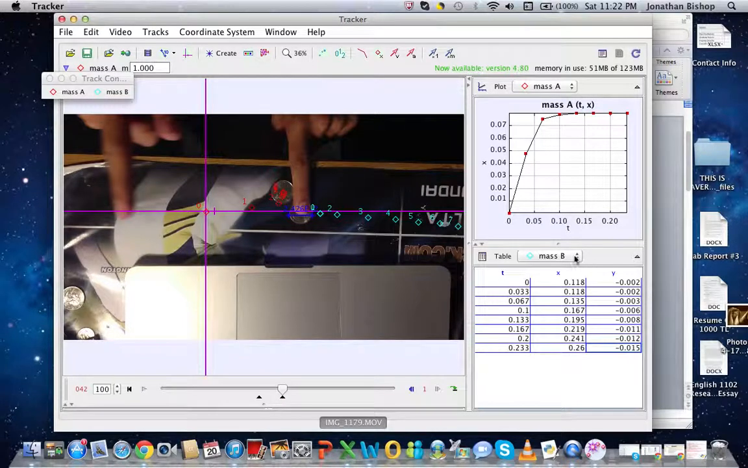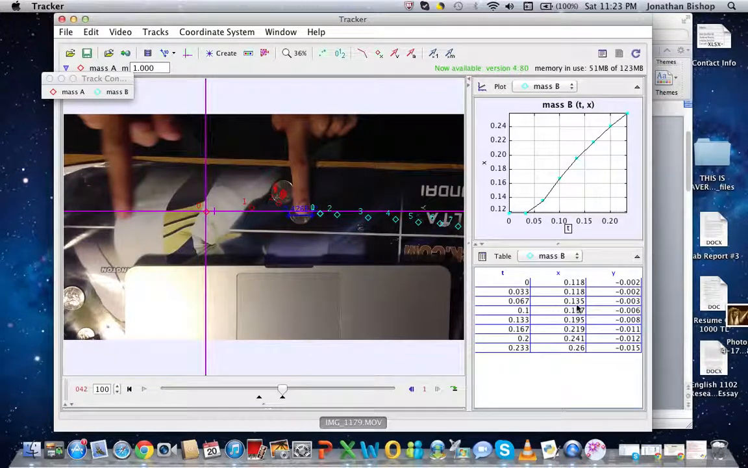Okay. So mass A is the quarter. Here's its values and its graph. Mass B is the dime. Here's its values and its graph. And the x values are in meters.